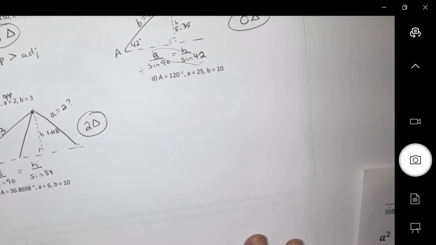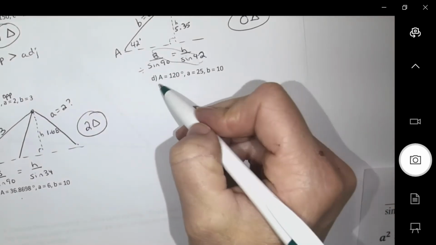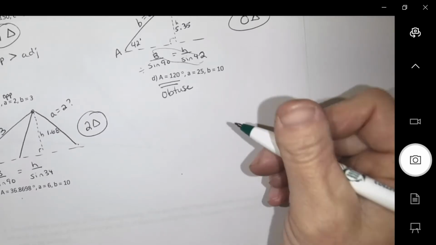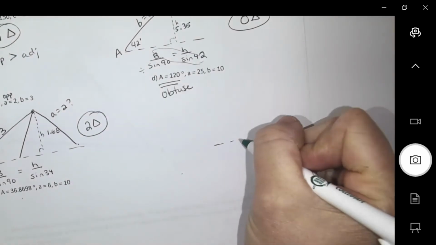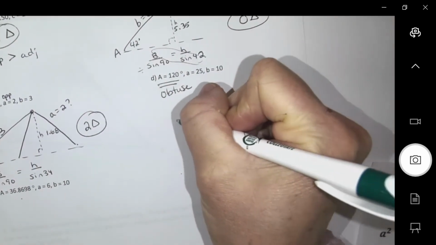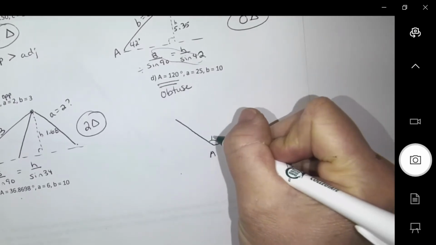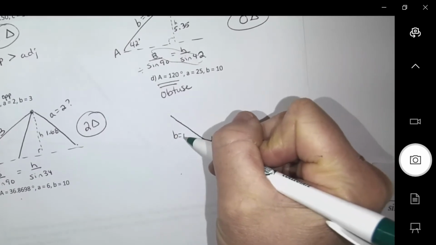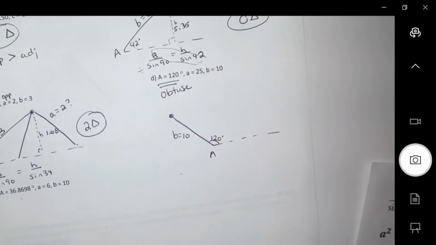Okay, the next, this is obtuse. So now, really, our rules just don't apply right now. Obtuse triangles are just a different situation. So if I have a 120-degree angle, beside it is 10.